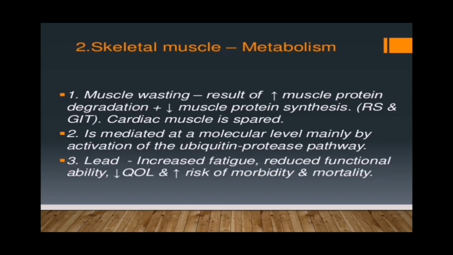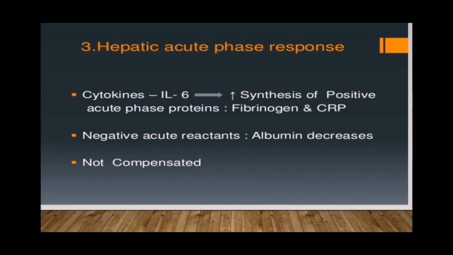Number 2, skeletal muscle metabolism starts. Number 1, muscle wasting, which results from increased muscle protein degradation plus decreased muscle protein synthesis. Cardiac muscle is spared. This is mediated at a molecular level mainly by activation of the ubiquitin protease pathway, which leads to increased fatigue, reduced functional ability, decreased quality of life, and increased risk of morbidity and mortality.